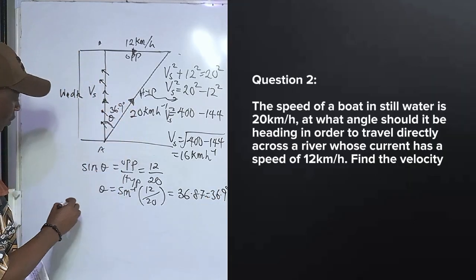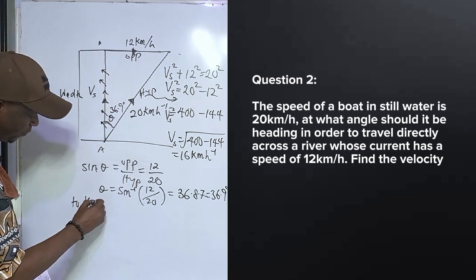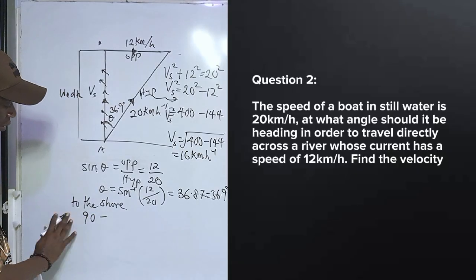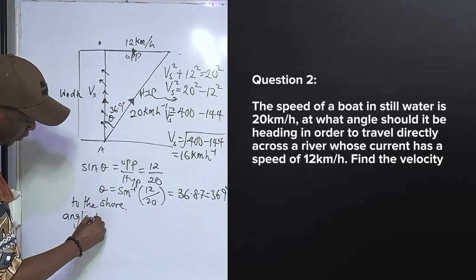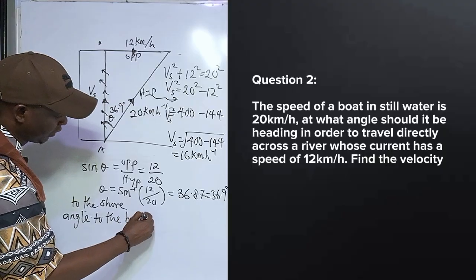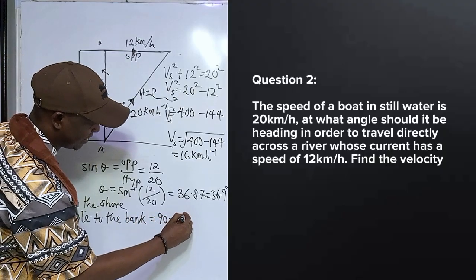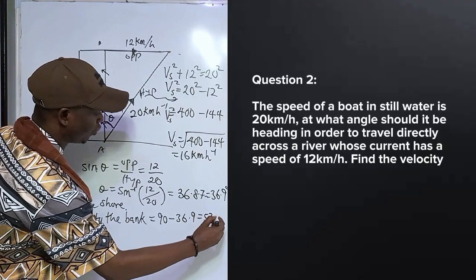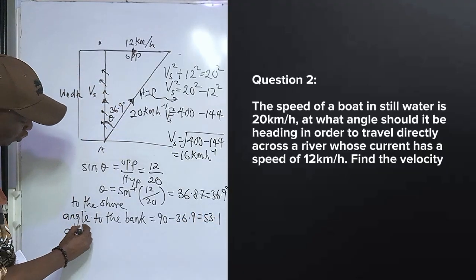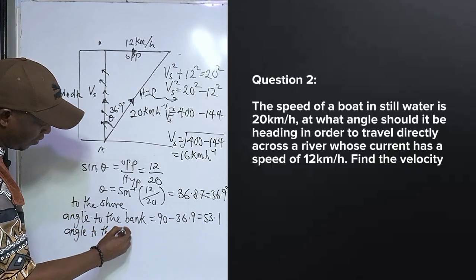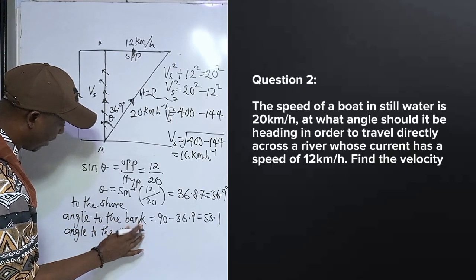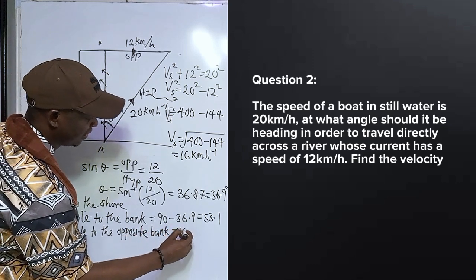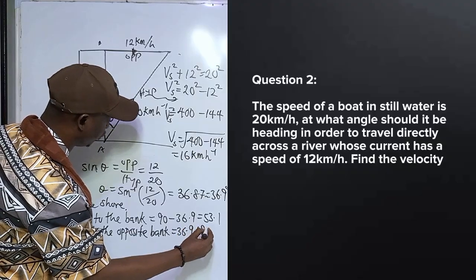So this 36.9 is the direction to the shoreline. To find the angle to the bank, we subtract 90 minus 36.9, which gives 53.1. Now for the angle to the opposite bank, what you are going to do is add this angle to the shore, add 90 to it.